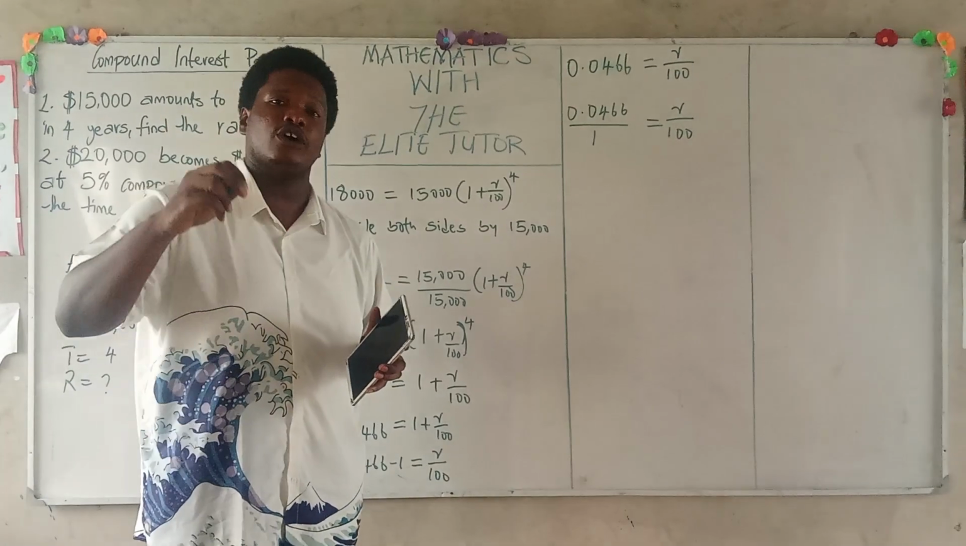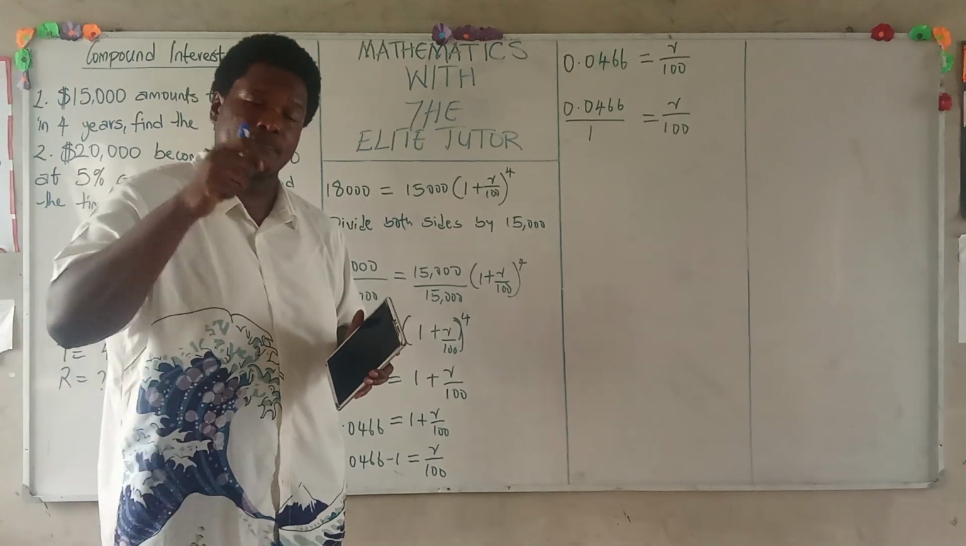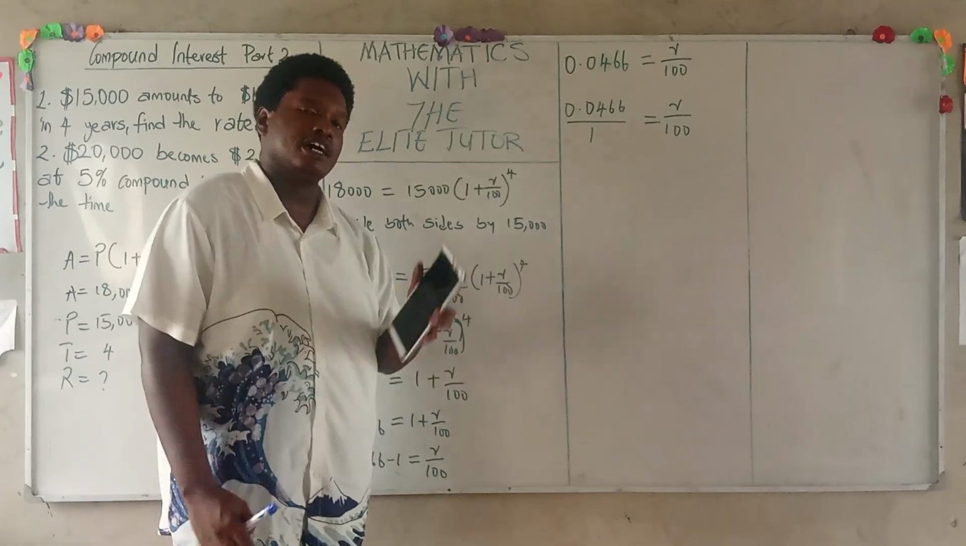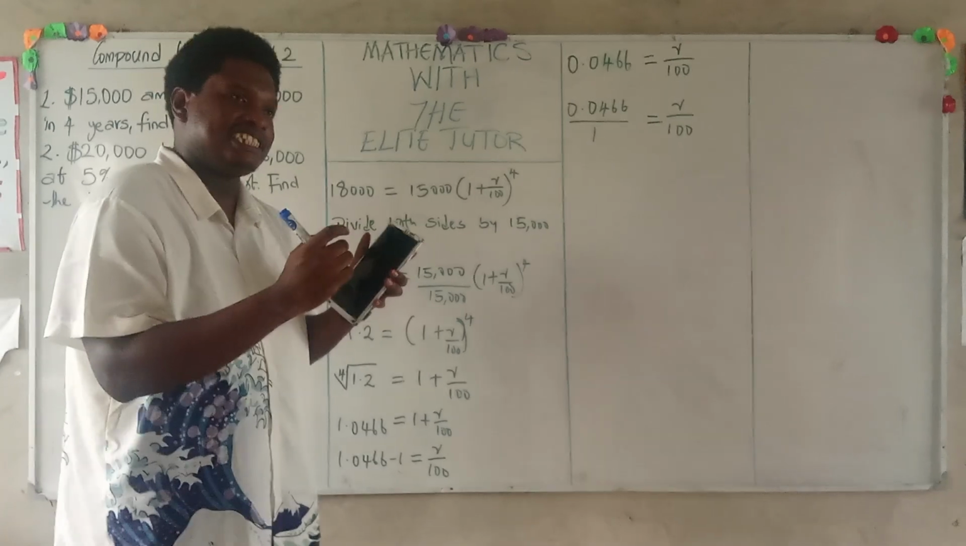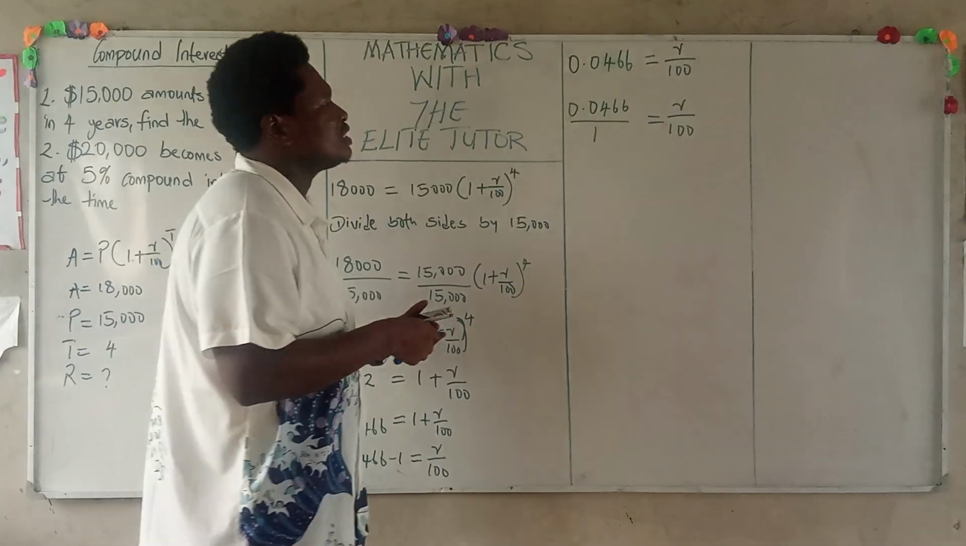There's one other video on algebraic expression which you should go check out. I took my time and I explained when a particular digit changes form. Okay? So we can go ahead to cross multiply.